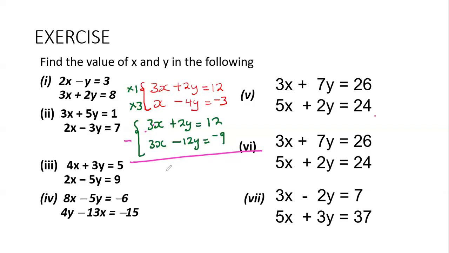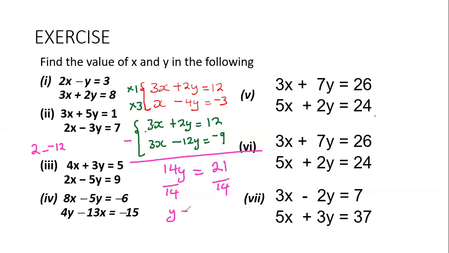So what shall we have? It is 14y. 14y equals to 20. Equals to 21. Divide by 14.